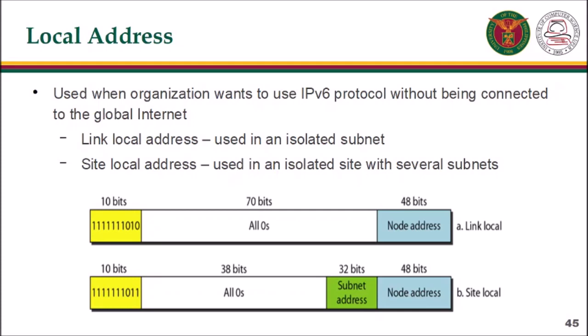IPv6 uses two large blocks for private addressing and one large block for multicasting. A sub-block in a unique local unicast block can be privately created and used by a site. It is used when an organization wants to use the IPv6 protocol without being connected to the global internet. There are two types: the link local address, which is used in an isolated subnet, and the site local address, which is used in an isolated site with several subnets.